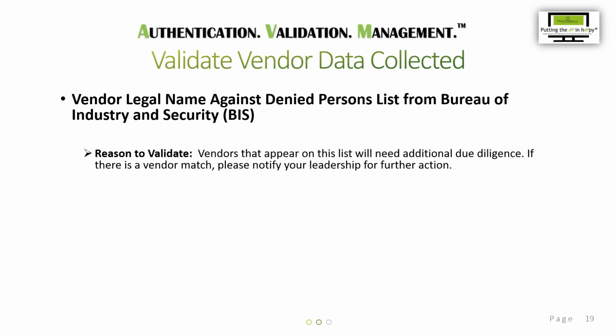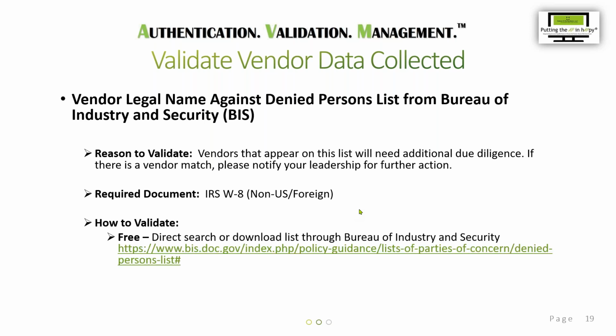All right, so vendor legal name against the Denied Persons list from the Bureau of Industry and Security. Vendors that appear on this list will need additional due diligence. So if there is a vendor match, make sure you notify your leadership for further action. Because it's a legal name, again, you get that from the W-8. And then it is another free validation. You can do a direct search or download a list through the Bureau of Industry and Security.